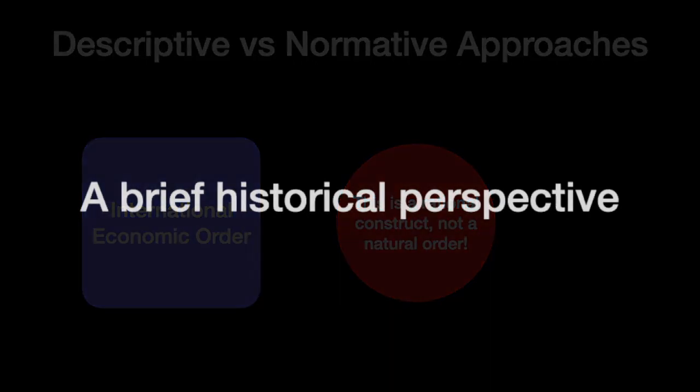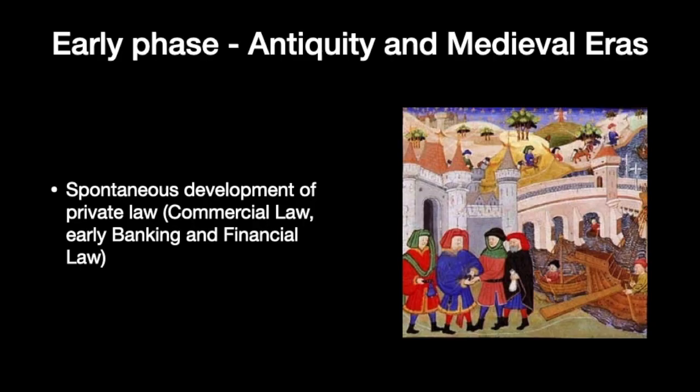Let me now move on to give you a brief historical perspective over the development of what we might call an international economic order. In the early phase, if we think of antiquity and the medieval eras, these correspond mostly to a spontaneous development of private law. That is not to say that international treaties did not exist covering international economic transactions. They did, some of them going as far back as ancient Egypt and the Hittite kingdom, where there was a treaty between them about 2,000 years before Christ. So I'm not going to consider that.